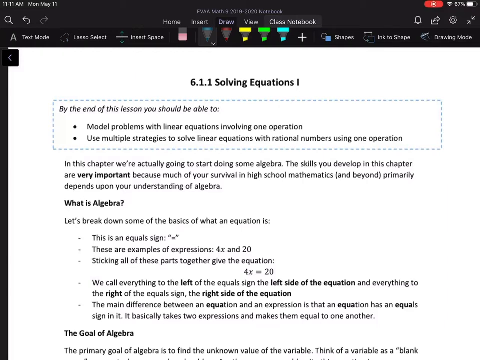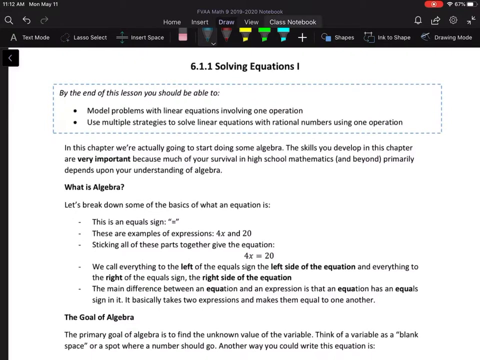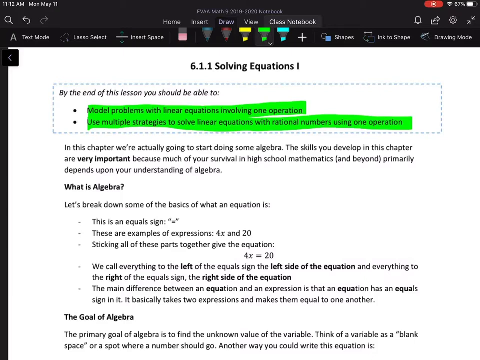We're going to start with solving one-step equations, then two-step equations, and go on from there, increasing in complexity for our algebra skills. By the end of this lesson, 6.1.1, we're going to spend some time working on our foundation in algebra. We're going to learn to solve and model problems with linear equations involving one operation. We're also going to use multiple strategies to solve linear equations with rational numbers using one operation. So we'll use different methods.